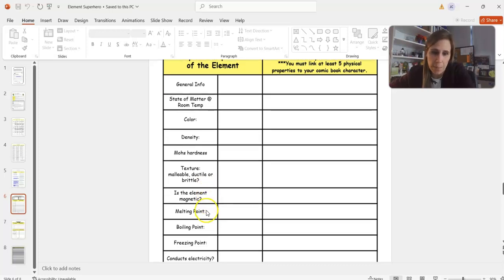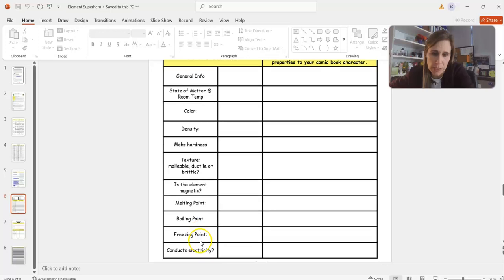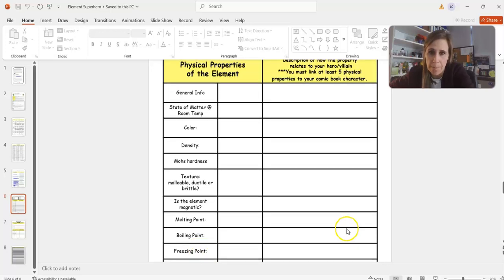Okay, is it magnetic? What's its melting point, boiling point, and freezing point? And does it conduct electricity? Those are your physical properties for your element, and you're going to choose 5 of those to turn into superpowers for your villain or your superhero. So you should have 5 of these in this column filled out. Everything in this column should be filled out.